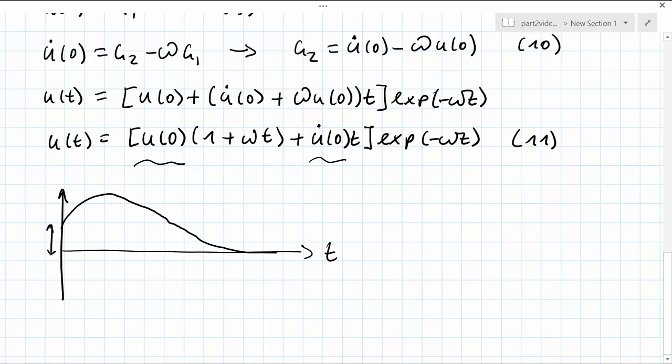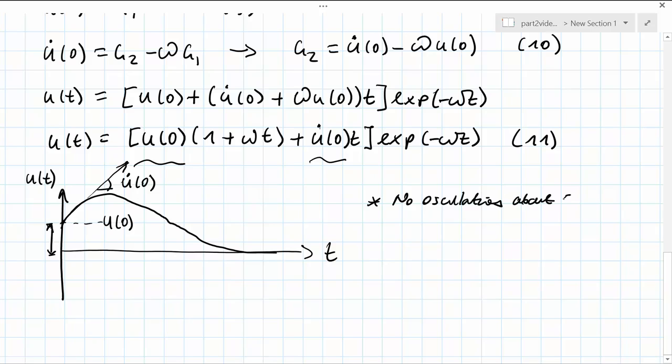So in this case, we have our initial displacement and our initial velocity, and we note firstly that there are no oscillations about 0. So we can conclude that this is the smallest amount of damping for which no oscillations occur in the free vibration response.